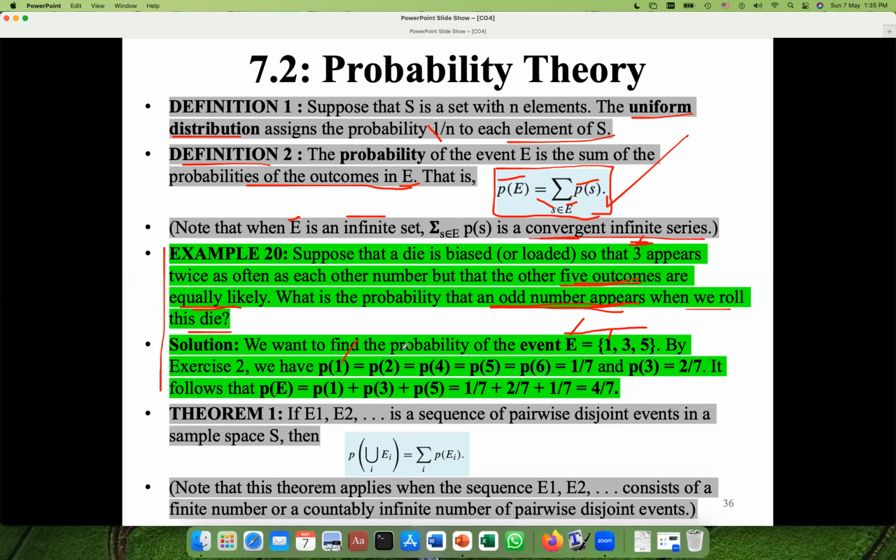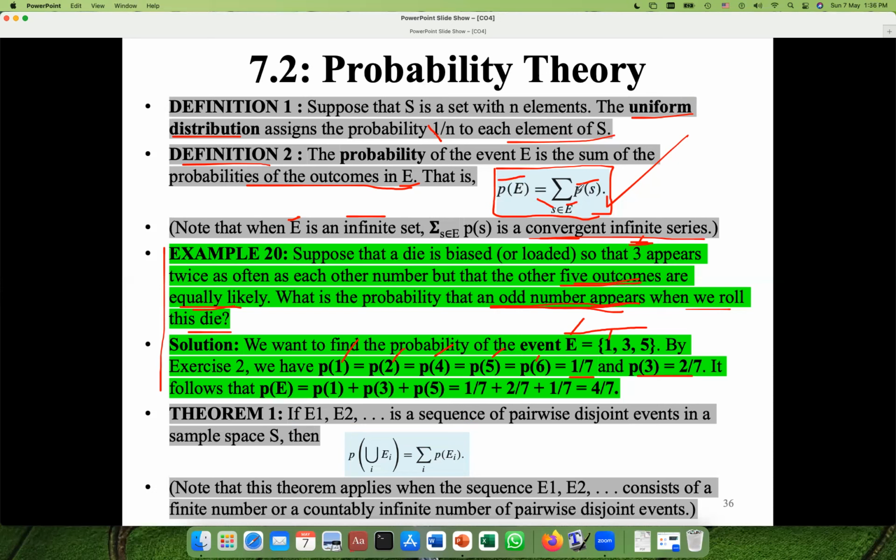The probability of the numbers 1, 2, 4, 5, and 6. We are not writing 3 here. All these 5 numbers are equally likely, and total possibilities are 7, so each has 1 out of 7, which is written here. But this 3 has what? 2 out of 7. This is according to that situation.